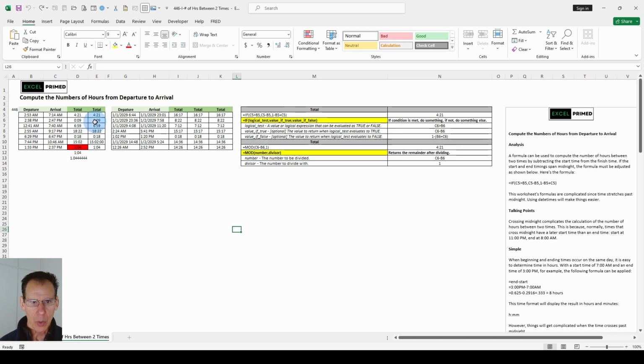Any way you cut it, working with time in Excel is worse than going to the dentist and having a root canal. I'll leave it at that. Compute the number of hours from departure to arrival. It seems easy, but it can be just a real pain.